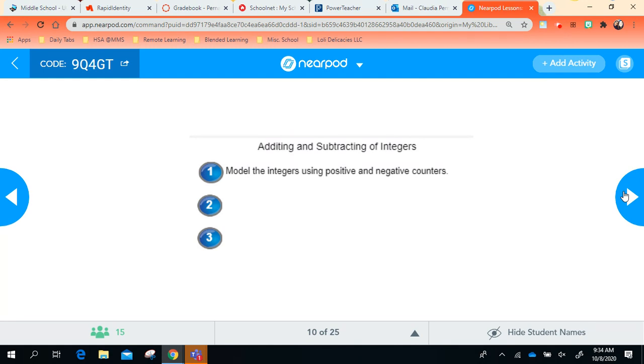When you write adding and subtracting integers, you might want to box it out so it's really easy to see that title. When you come back with your English, it's easy to find.